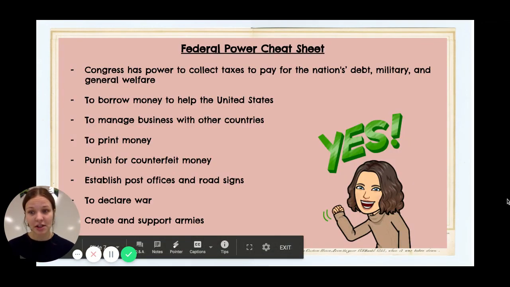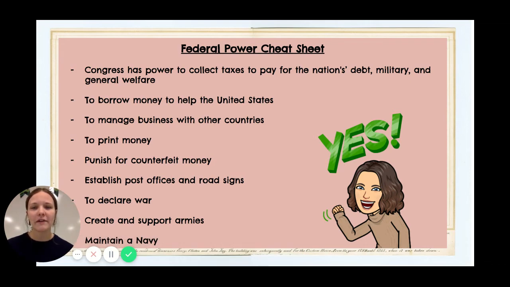Lastly, here's just a little cheat sheet. It helps us better understand what powers the federal government has. So they have the power to collect taxes. Whenever people get paychecks, like, I get a paycheck to be a teacher, I pay taxes out of my paycheck. And our taxes go towards paying the nation's debt, they go towards military, and they go towards general welfare. The federal government has the ability to borrow money from other countries to help the United States. They have the ability to manage business with other countries. We do business all the time with different countries, so they have that power.